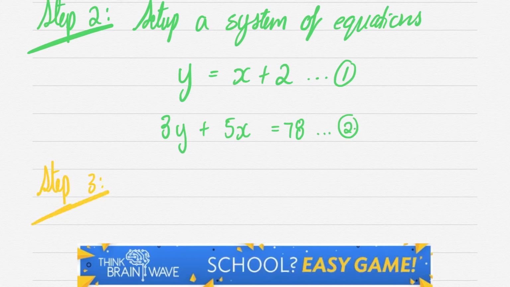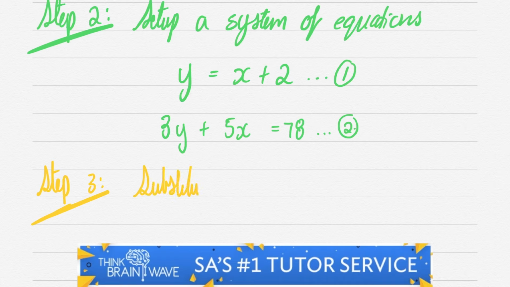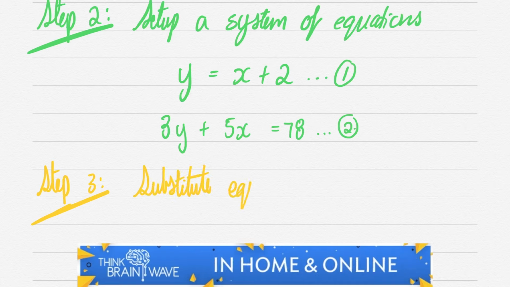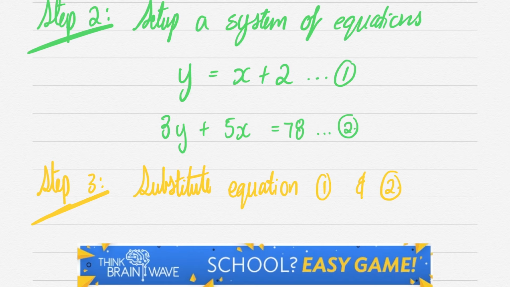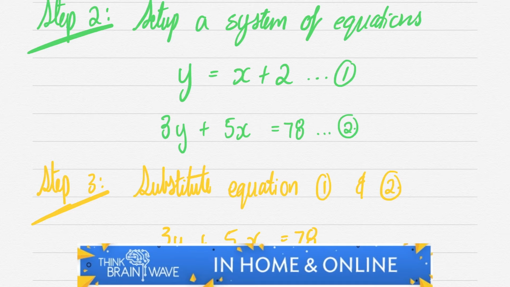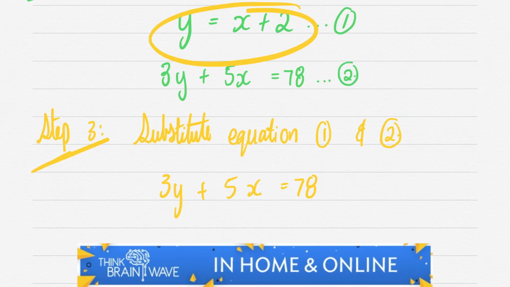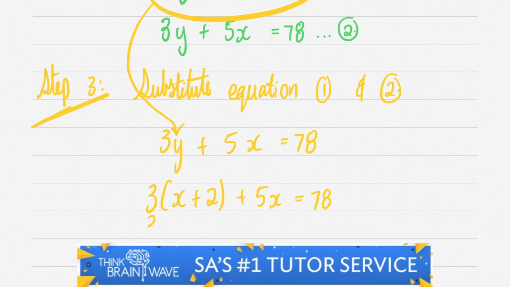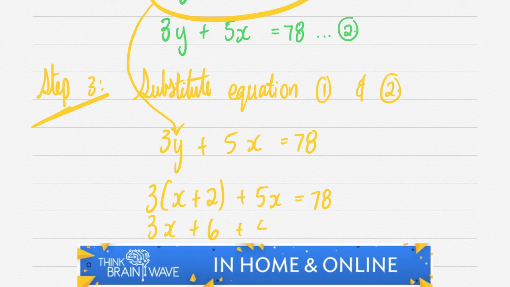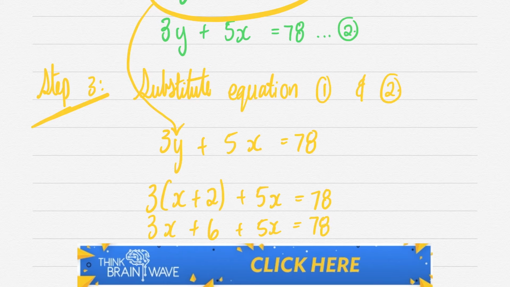We've got Y is equal to X plus 2. Perhaps what we should do is work with our second equation and plug our X plus 2 into the Y that's next to the 3. So let's substitute equation 1 into equation 2. I've got 3Y plus 5X is 78. Let's sub X plus 2 into the Y. We say 3 times (X plus 2) plus 5X is equal to 78. So 3X plus 6 plus 5X equals 78.